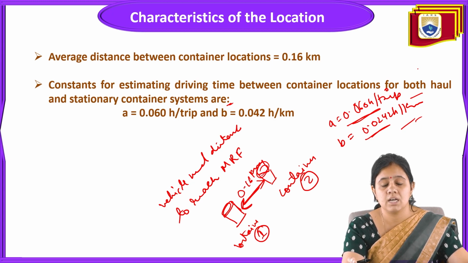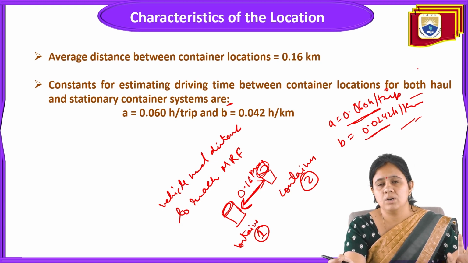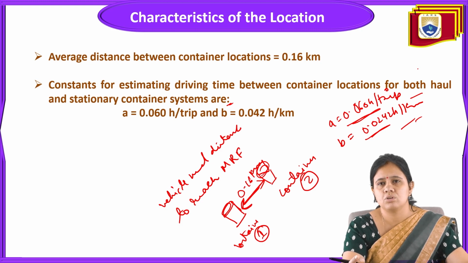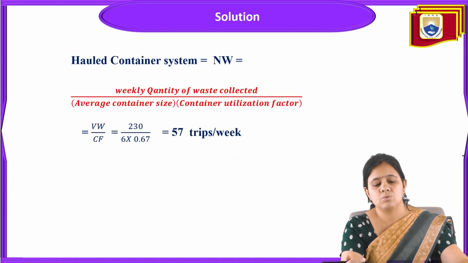So this is the location data. It is already given. Because the location data are all the same, what we have to do is analyze the container systems, to see which one will be more cost effective, or economical. That's why we are calculating with the same data for both the haul container system and the stationary container system.